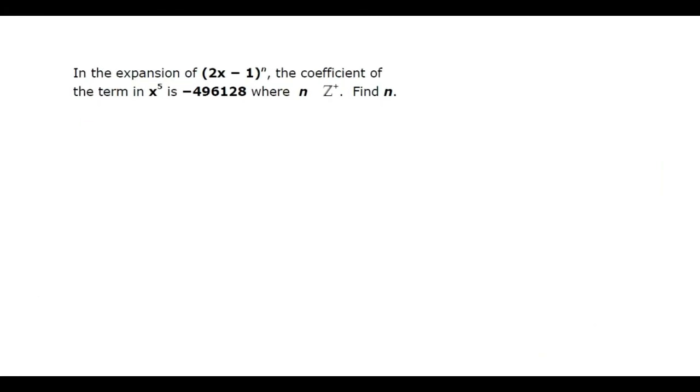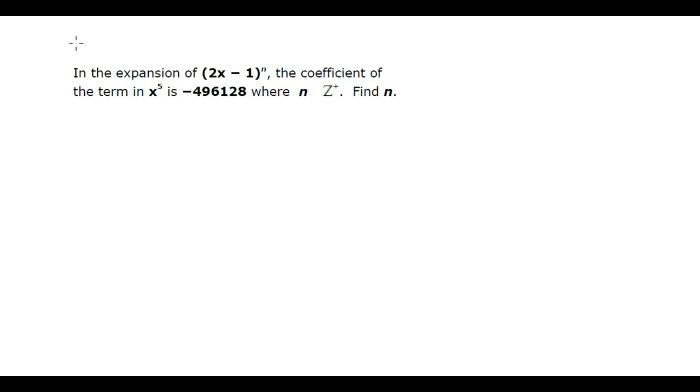Okay, our last problem. It says in the expansion of (2x minus 1) to the power of n, the coefficient of the term in x to the power 5 is negative 496,128, where n is a positive integer, and we're being asked to find n.